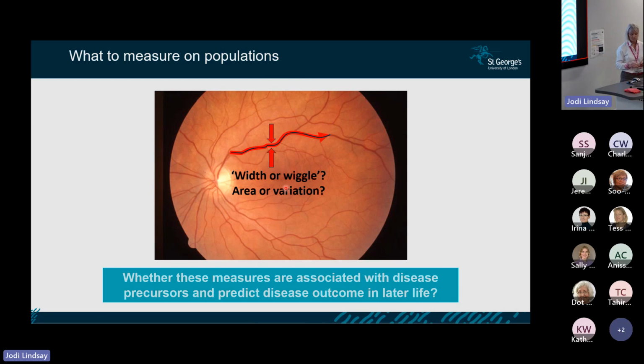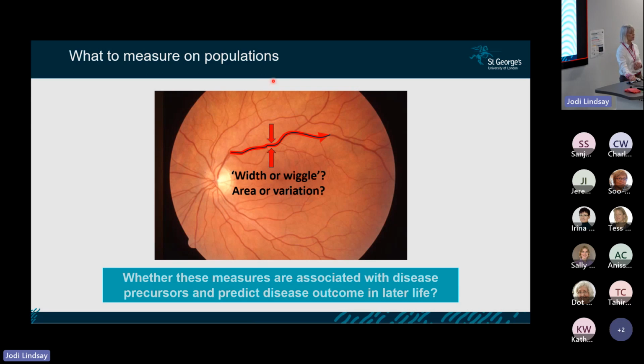So what have we been particularly interested in? Well, there's been a lot of literature out there already about the width of a vessel and how tortuous it is, or the wiggle, as we would call it, along a vessel. We've also looked at whether it matters how much of the retinal surface area is actually covered by the microvascular tree from the retina.